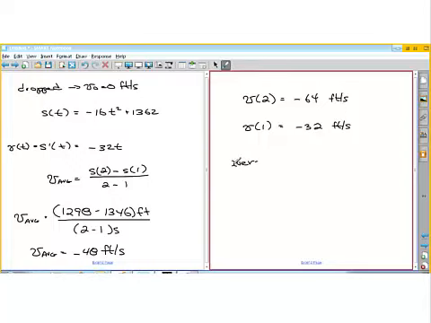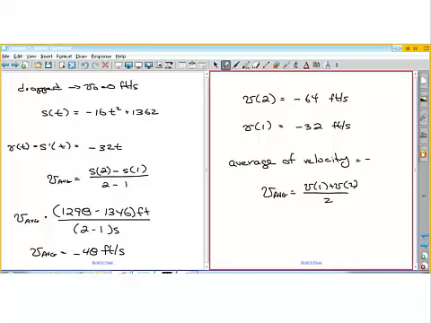In this case, for constant acceleration, the average velocity is just the average of the velocities. So our average velocity is equal to the average of the velocities. So we take v of 1 plus v of 2, and we divide by 2. And you can see the average of those two is negative 48 feet per second. That only works out for constant acceleration, which is the case here.